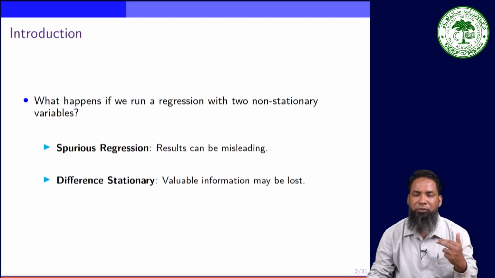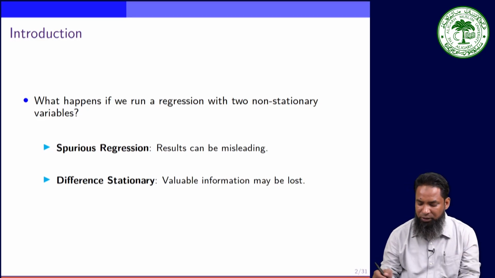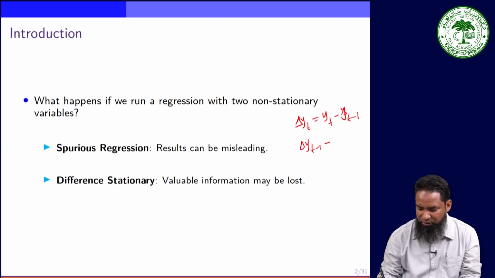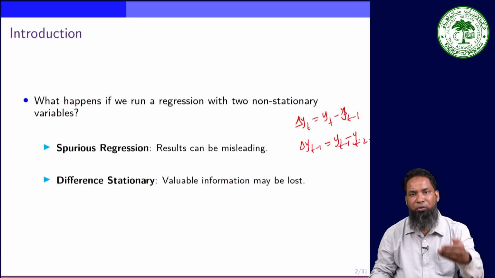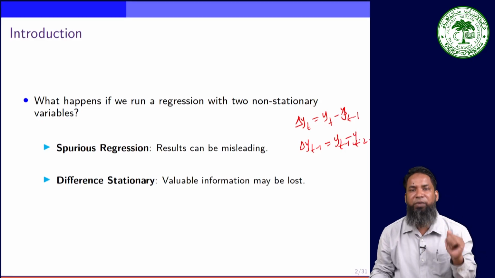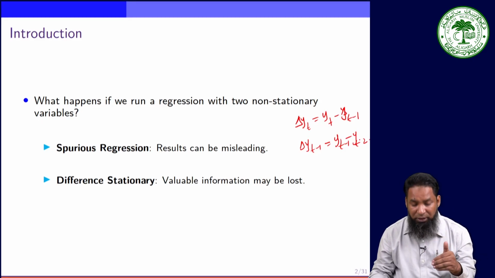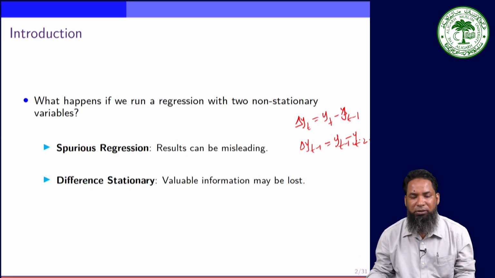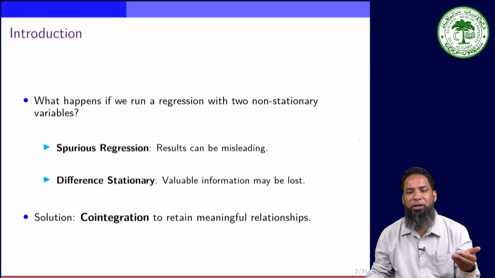However, during this process, we will be losing one observation. Though it seems like one observation, if you remember, we get a series of delta yt equal to yt minus yt minus 1. Then we will get delta yt minus 1 as yt minus 1 minus yt minus 2. So basically, we are losing a series of information. The moment we make the series stationary by differencing, we lose information. Then what is the solution to that? The solution is cointegration analysis.